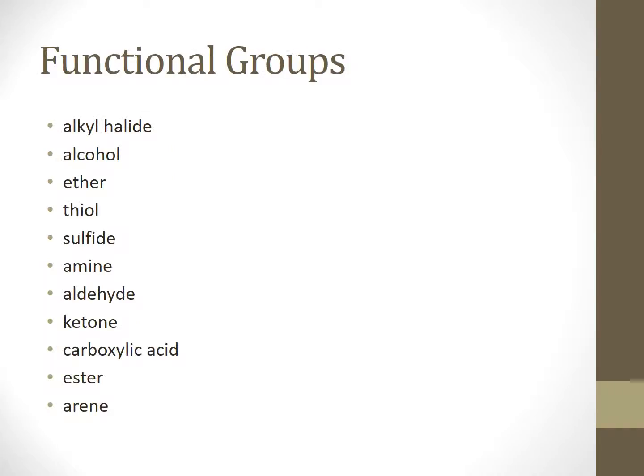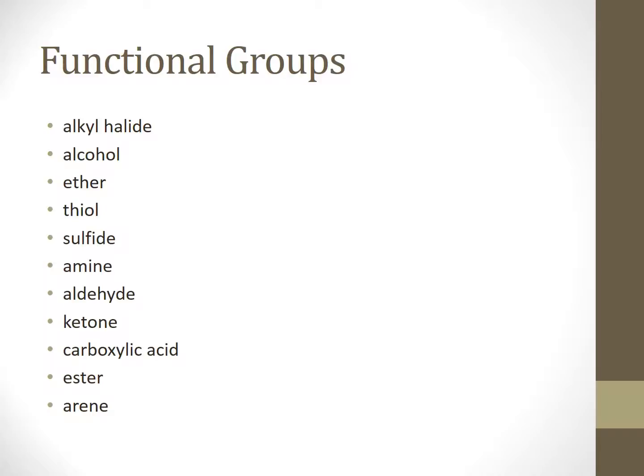To start off, the different functional groups that we're going to be taking a look at today are alkyl halides, alcohols, ethers, thiols, sulfides, amines, aldehydes, ketones, carboxylic acids, esters, and arenes, or aromatic rings.